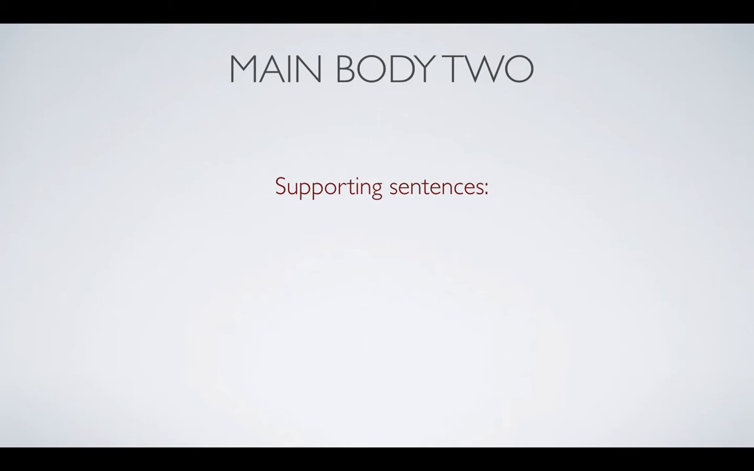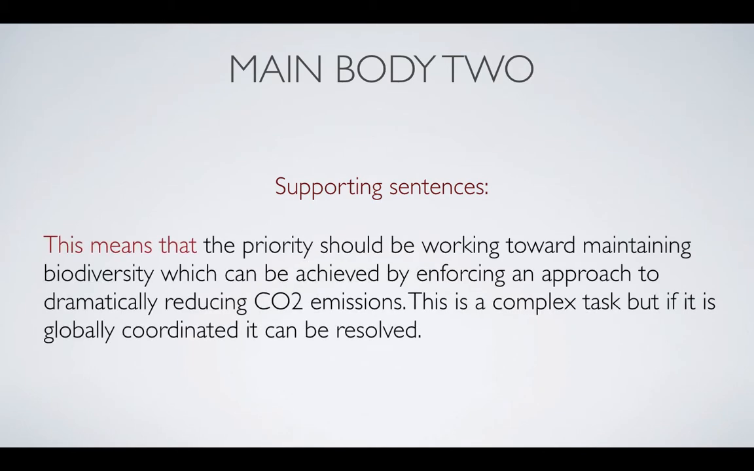Now the supporting sentences, so we have to explain that a little bit more. So this means that. So this means that is when you're explaining something. This means that the priority should be working towards maintaining biodiversity, which can be achieved by enforcing an approach to dramatically reducing CO2 emissions. This is a complex task, but if it is globally coordinated, it can be resolved.